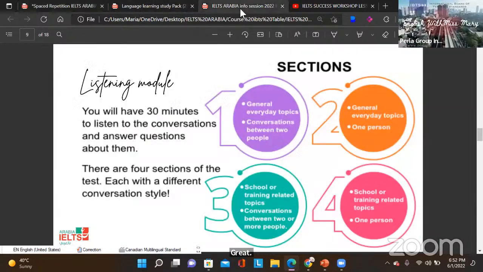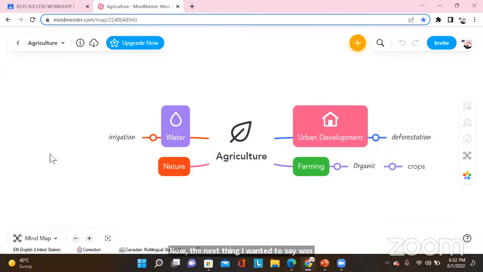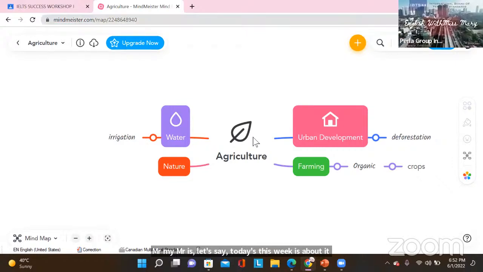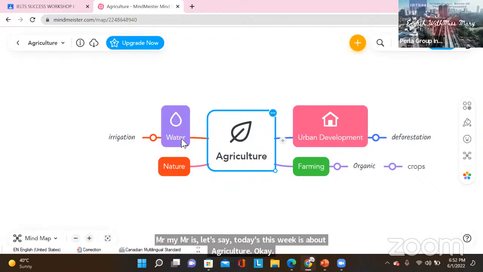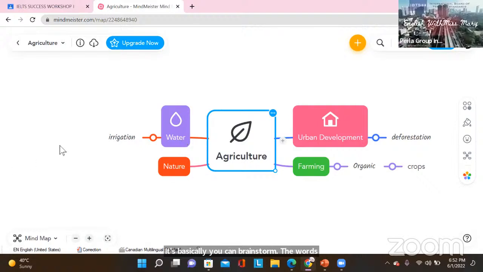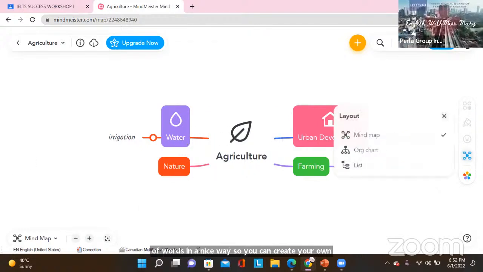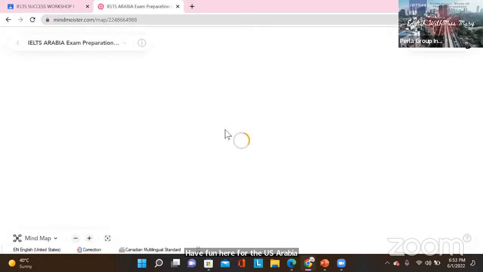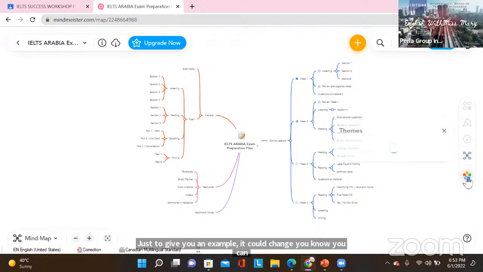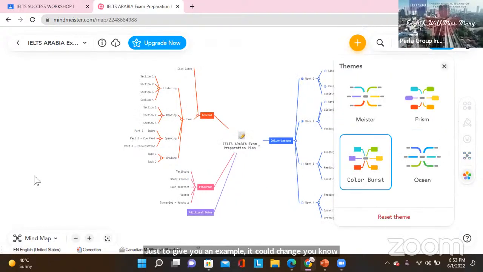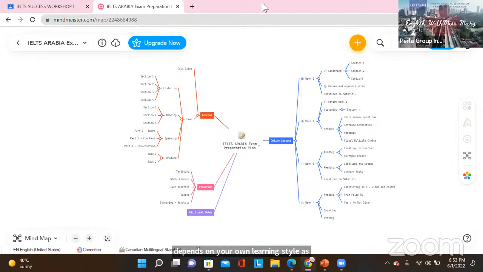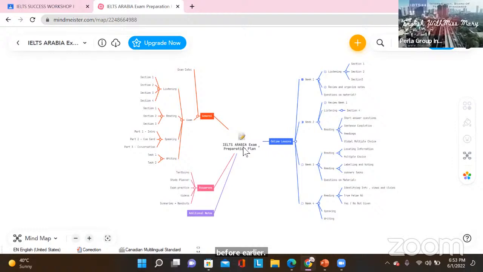Now, the next thing I wanted to say was, yeah, MindMeister. MindMeister is, let's say, this week is about agriculture, okay? It's basically, you can brainstorm the words, the list of words in a nice way. So you can create your own type of ways. It can be like a mind map, organization chart, or it could be a list. I have one here for the IELTS Arabia, just to give you an example. You can change the way that you like to display it. There are different themes and different colors and different ways, and there are pictures you can put. It depends on your own learning style, as I said earlier. Okay, so that's the IELTS Arabia preparation plan.